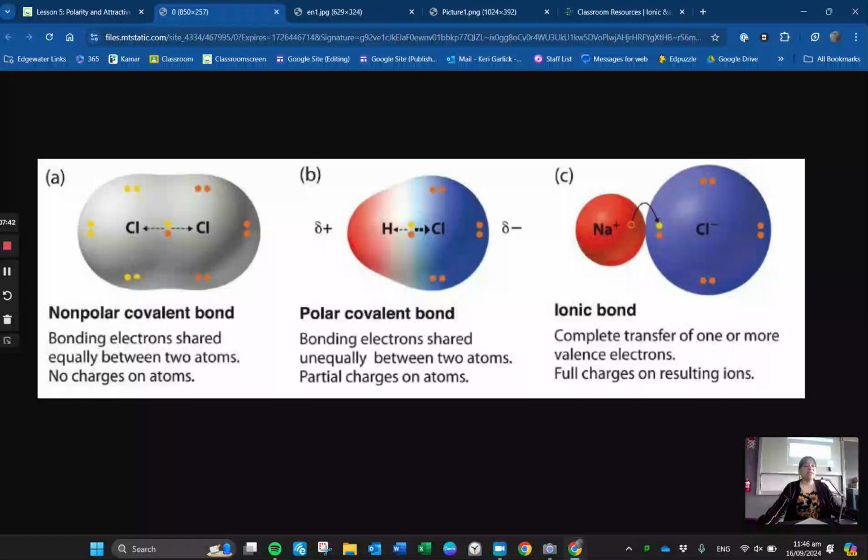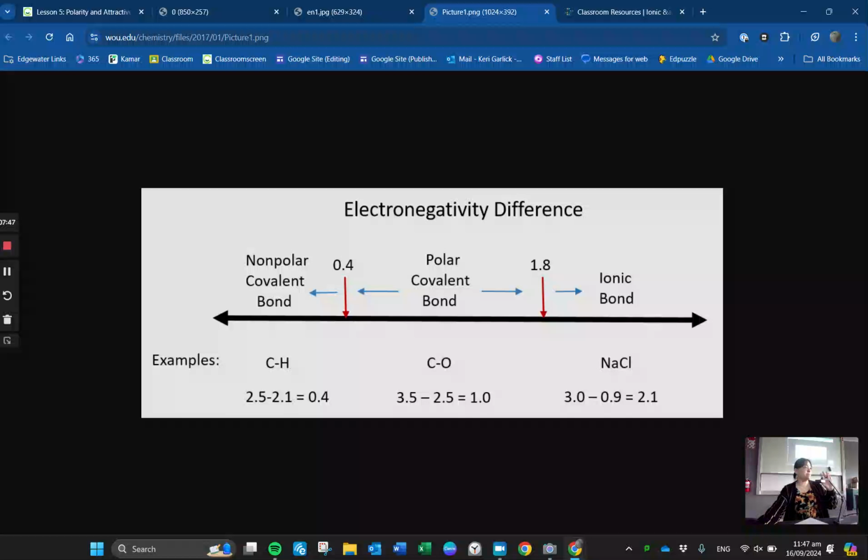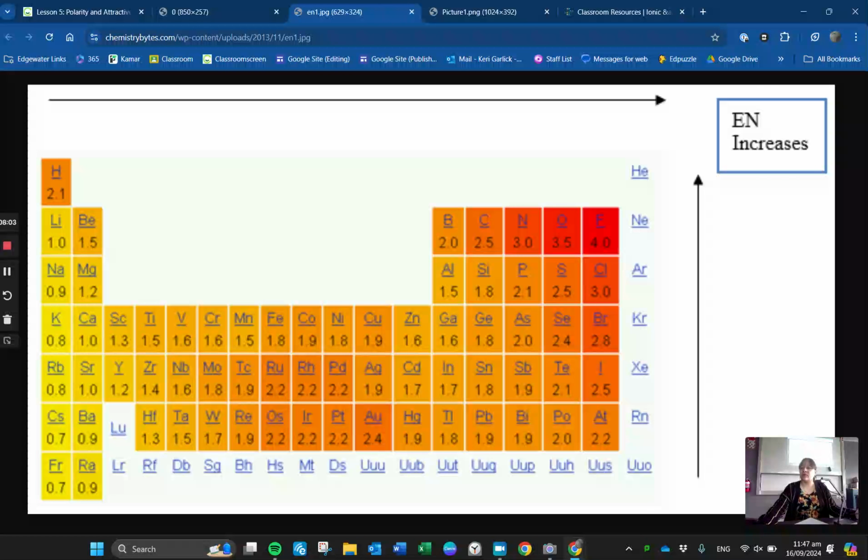Now, the way we decide this is by thinking about things as a continuum. So I don't want you guys to think about it necessarily as categories. It's like a spectrum of what's happening. So what we look at is the electronegativity differences between the two atoms that are involved in that bond. So that's the electronegativities that we talked about here.